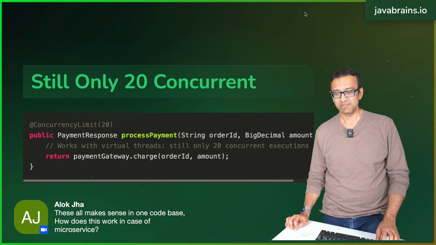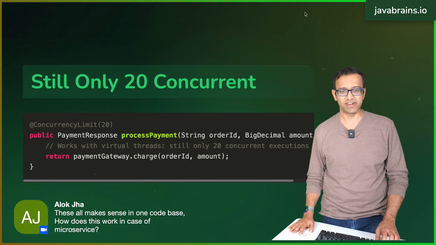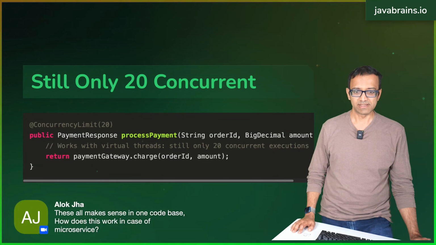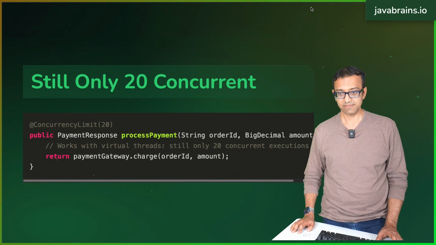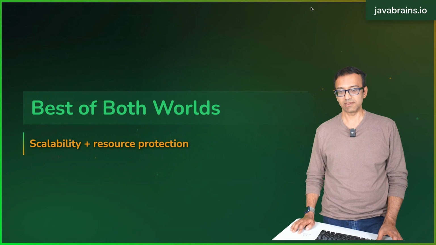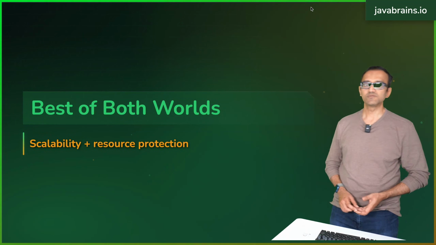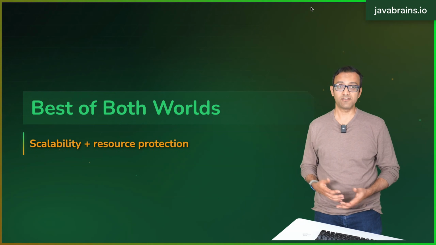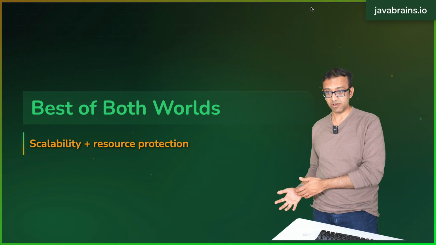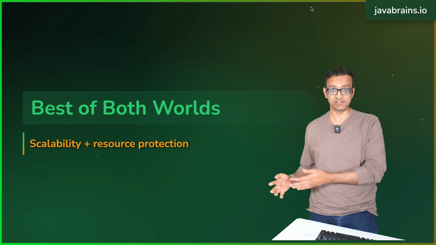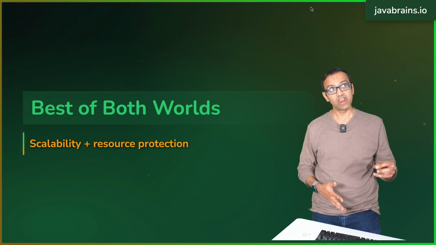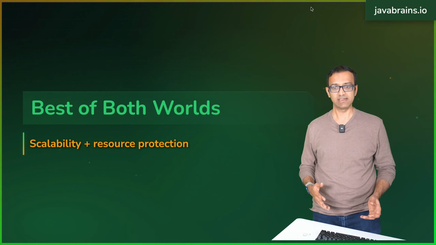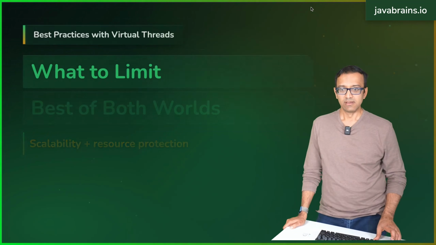Okay, this is an example. It's concurrency limit of 20, so it's just 20. It doesn't matter if it's virtual or physical threads. It's still the best concurrency limit. So you get the best of both worlds. This is what you want. You get the scalability of virtual threads for IO-bound operations, which is what we need virtual threads for, while still protecting resources which cannot handle unlimited concurrency. So you get a bit of both.